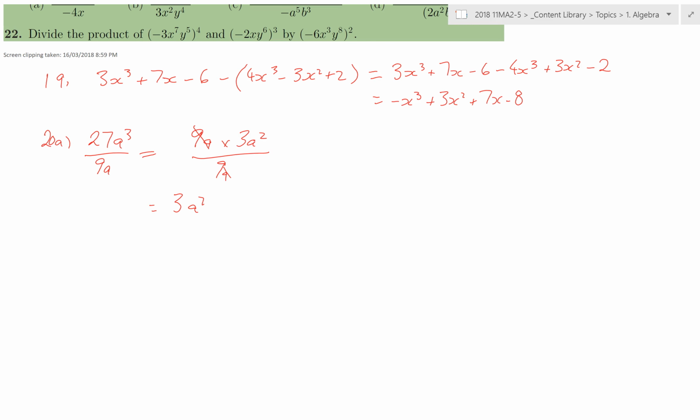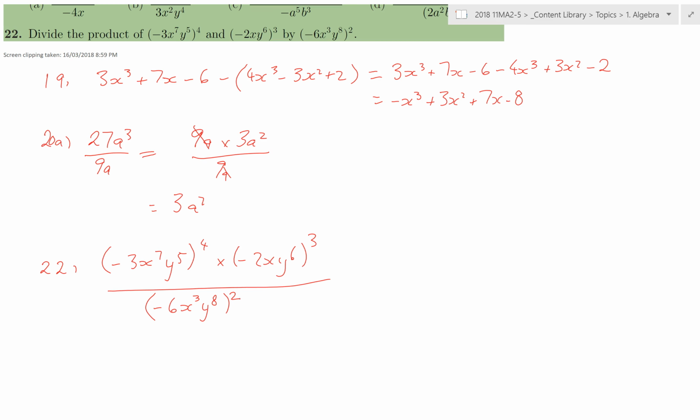Now, let's just look at 22, not because it's particularly hard, it's just that it seems wordy, with the product and all these sorts of things. So let's treat that as a mathematical expression. So 22, divide the product of this and this. That means I need to multiply these two things together and divide it by this. Let's write it like that. I have negative 3x to the 7 y to the power of 5 all to the power of 4, times negative 2xy to the 6 all to the power of 3, all over negative 6x to the 3 y to the 8 all raised to the power of 2.